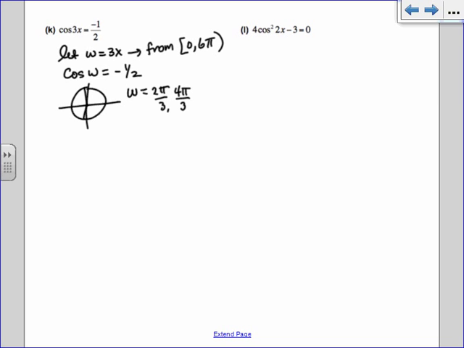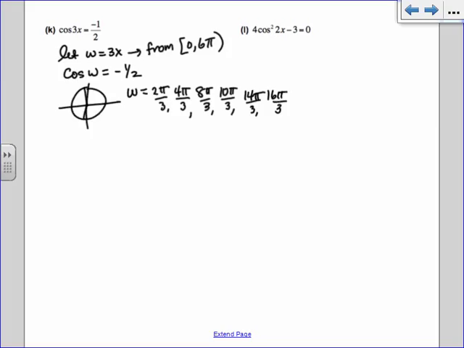Okay, so this is where it gets weird. You're just going to keep adding 2 pi to your solutions. So if I have 2 pi over 3 and I add 2 pi to it, right, 2 pi over 3 plus 6 pi over 3 gives me 8 pi over 3. If I take 4 pi over 3 and I add 6 pi over 3 to it, I get 10 pi over 3. And now you're going to do it again to those new answers that you just got. So you're going to say 8 pi over 3 plus another 2 pi. So it's going to be 14 pi over 3 and 16 pi over 3.